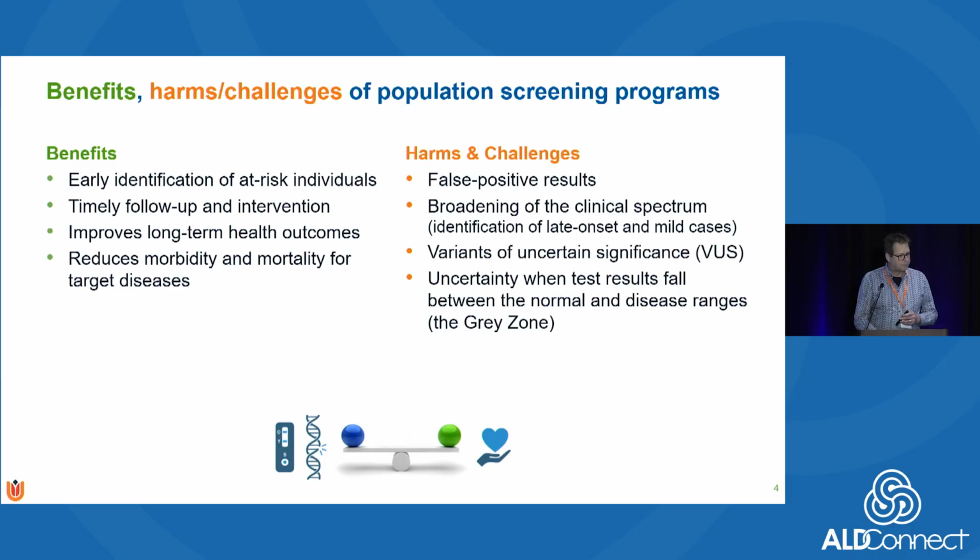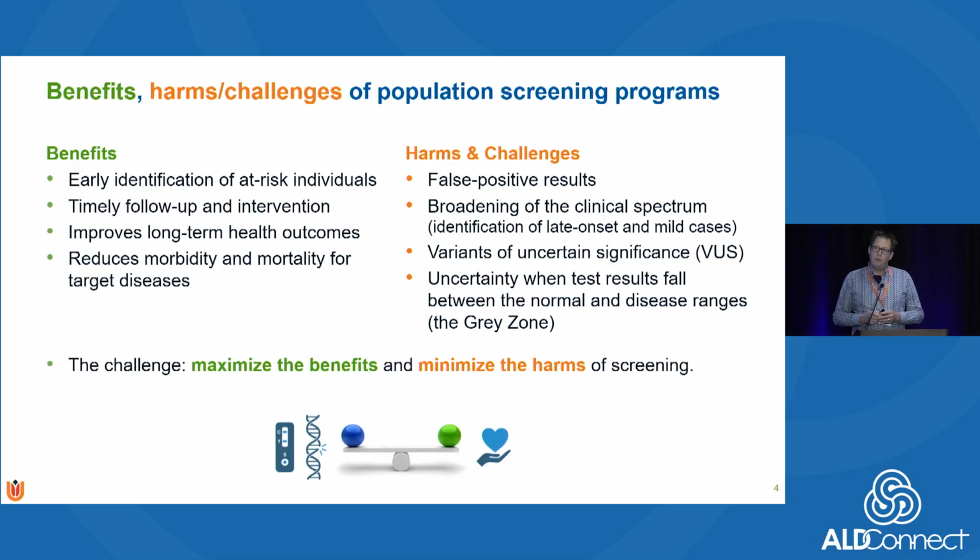However, on the other hand, there are harms and challenges. Many screening programs, not only ALD, result in false positive results. It also broadens the clinical spectrum. So you identify individuals who probably never would have ended up in the clinic, with very mild forms of the disease, or late onset. And we've heard it already, George mentioned it, VUSs, variants of uncertain significance. These are genetic variants for which we do not know if they are disease-causing or benign. And there's also uncertainty when the test result falls between the normal level and the disease level. That is what we call the gray zone.